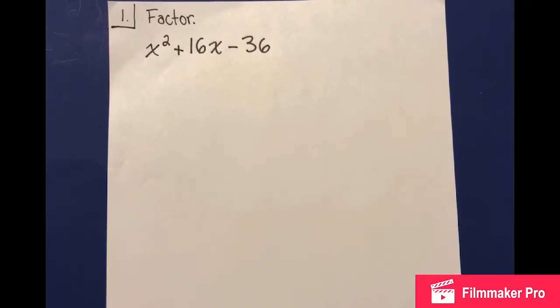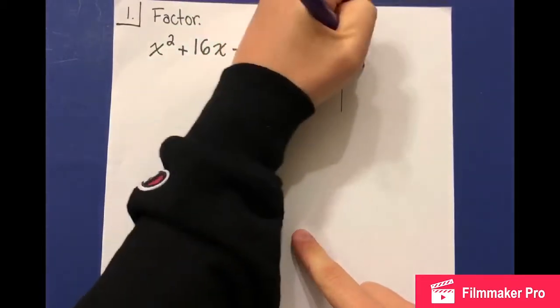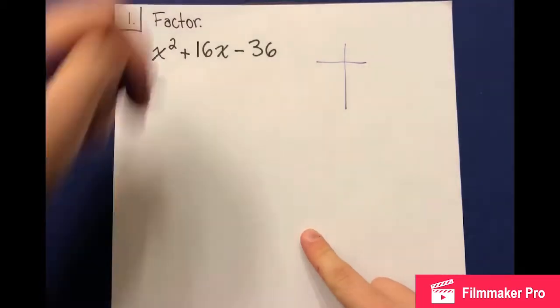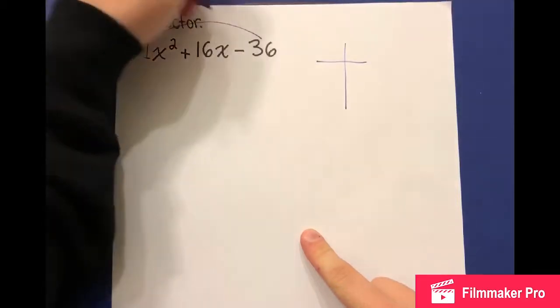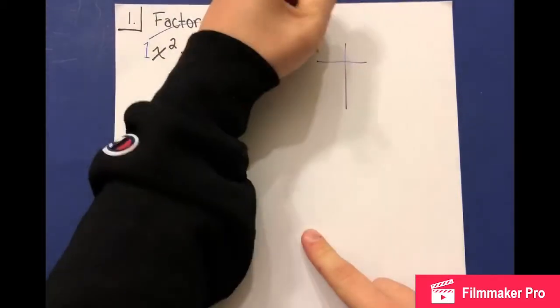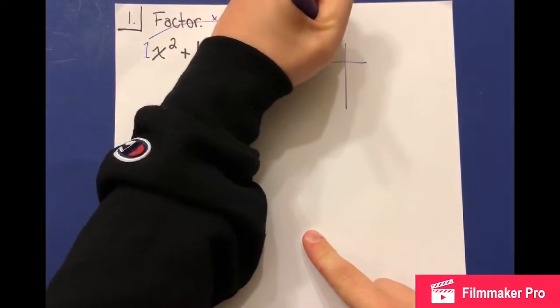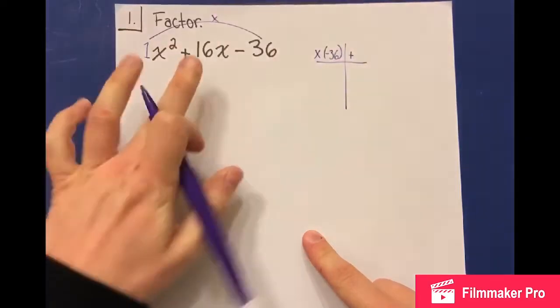Okay, so for number 1, it tells us to factor it. So I make my t-chart. We need to find the two numbers. This is a 1, so that multiply to, so 1 times negative 36. So it's multiplying to negative 36, and it's adding to the middle, which is 16.